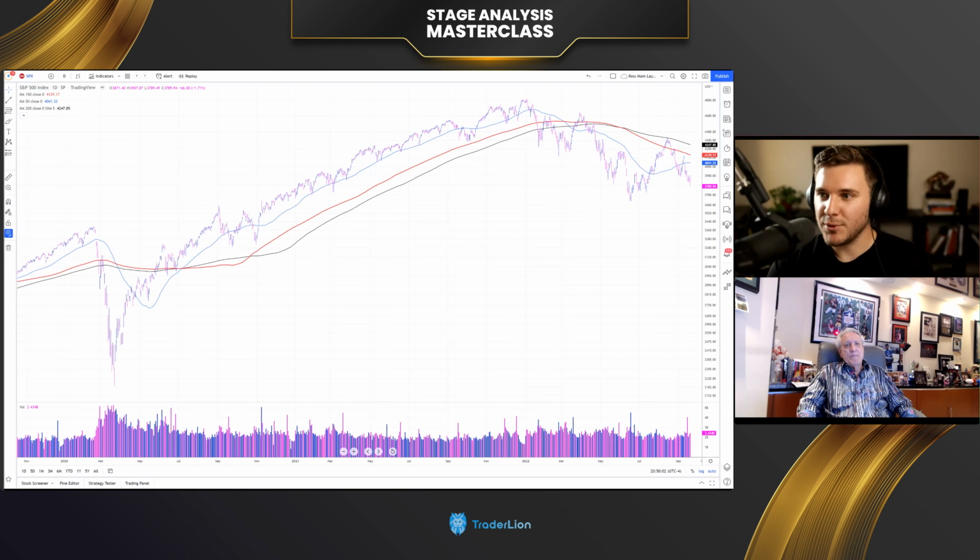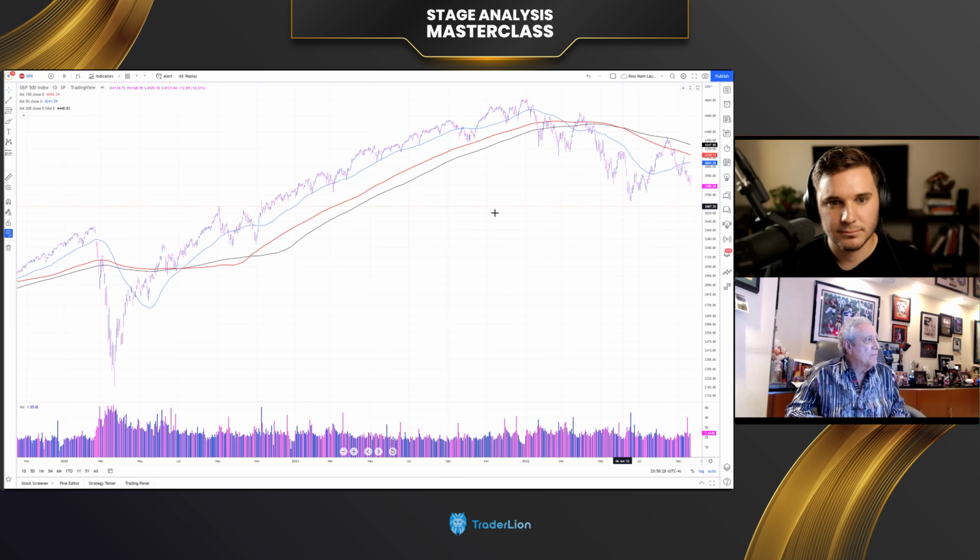To kick things off, we thought we'd take it back to the very fundamentals and talk about how to overall identify the stages. So Stan, I'd love to walk through this chart here of the S&P and talk about the price action cues that you look for to identify what's a stage 1, stage 2, stage 3, and also the differentiations between stage 3A versus 3B. Let's dive right in. Richard, as always, you do a great job of leading things in.